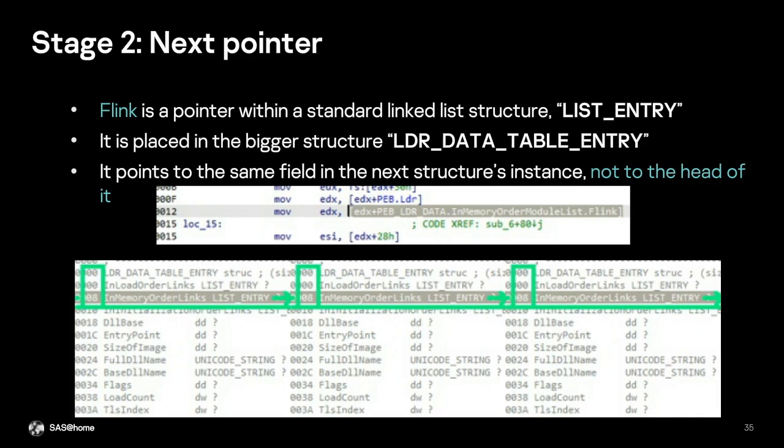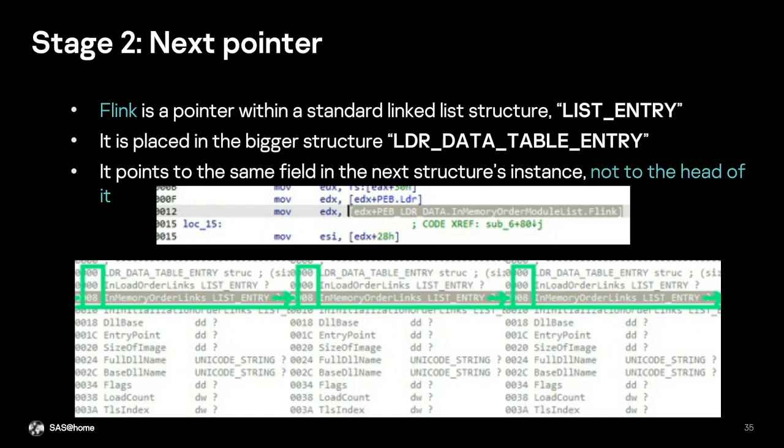The concept of a linked list is you place this head inside a bigger structure and then use this forward pointer, or f-link, to iterate over a list. But the problem is that this pointer, this f-link, is not pointing to the beginning of the structure, but to some member inside of it. So if this pointer is then used to read some data from the bigger structure, there is a shift, there is a difference between the offset of the field in the whole structure and the offset in the listing.